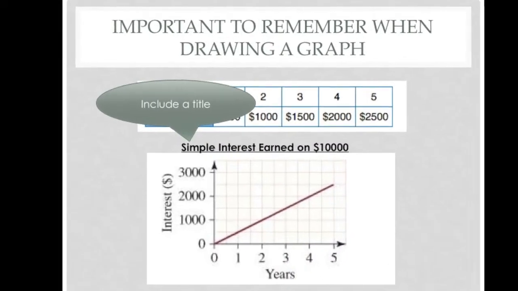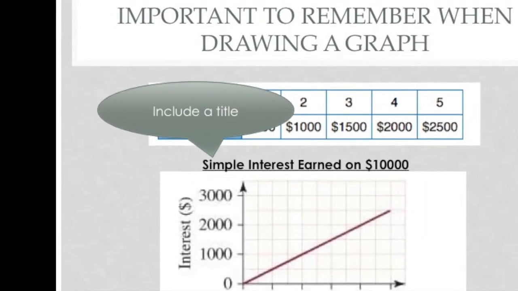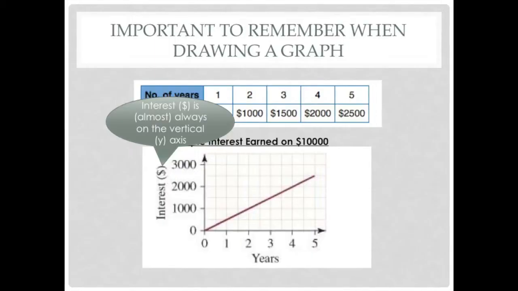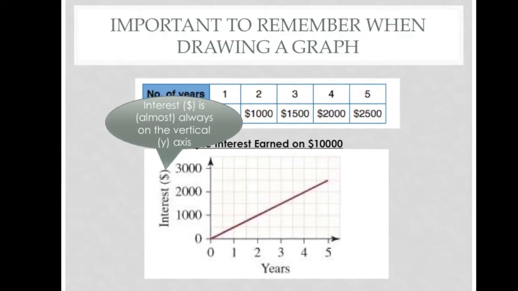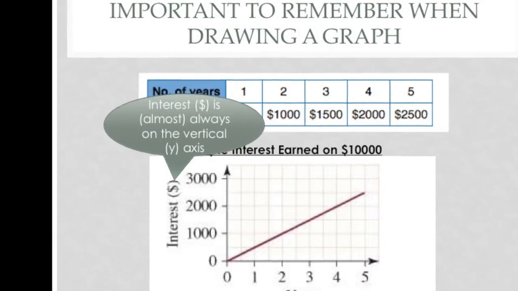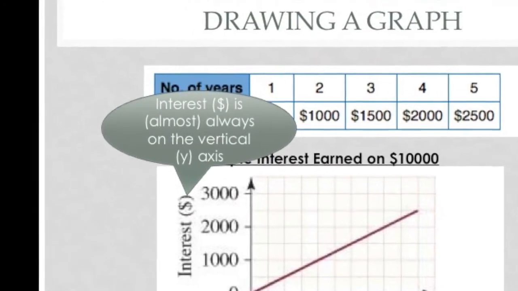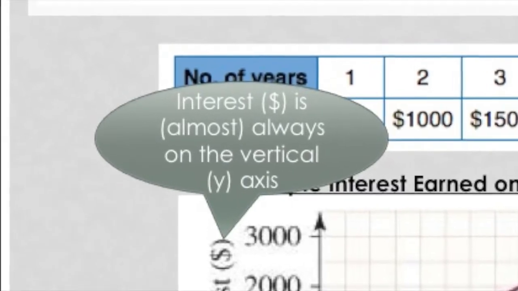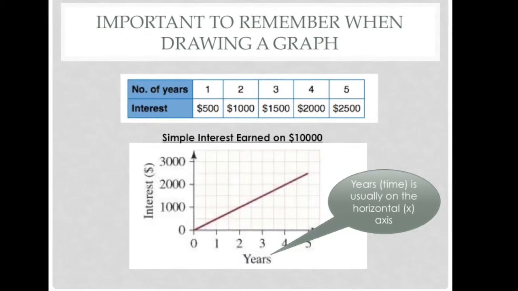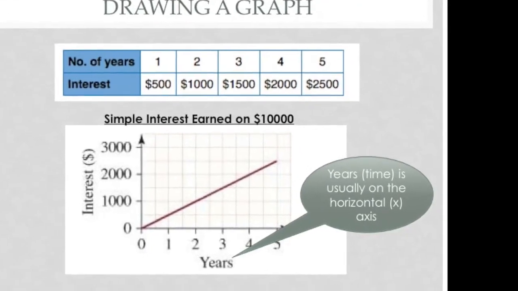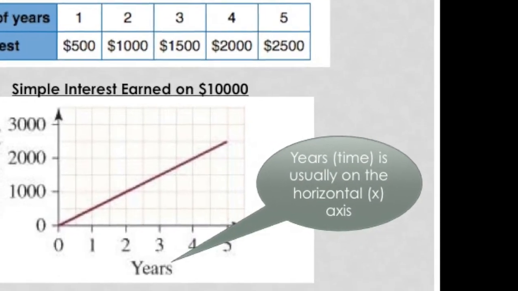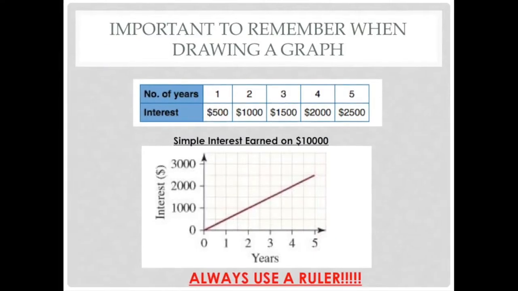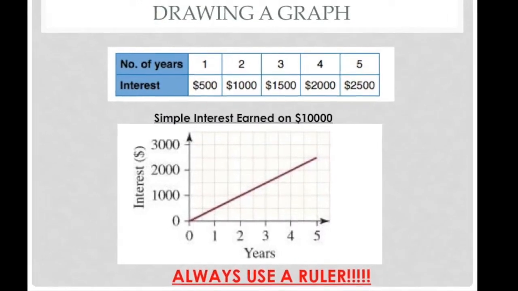Whenever you draw a graph, it's always important to include a title so the person who's viewing your work knows what your graph is about. Because what we're measuring is dollars, you'll find that your interest in dollars will always go on your y-axis, which is your vertical axis. Time almost always goes on your x-axis or your horizontal axis. And just as importantly, to ensure good quality work, always use a ruler.